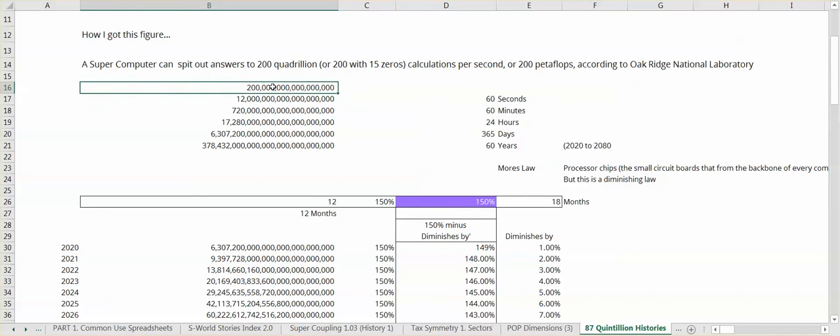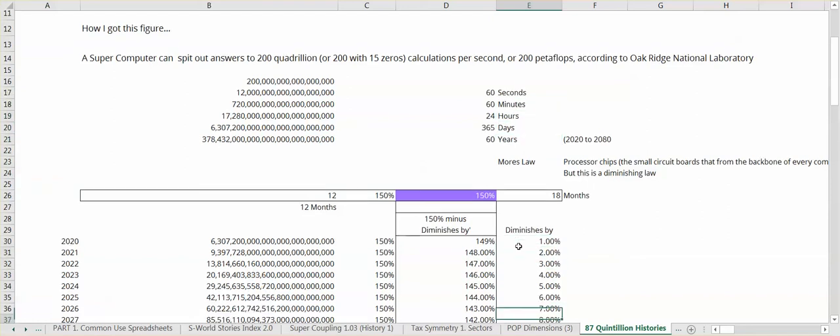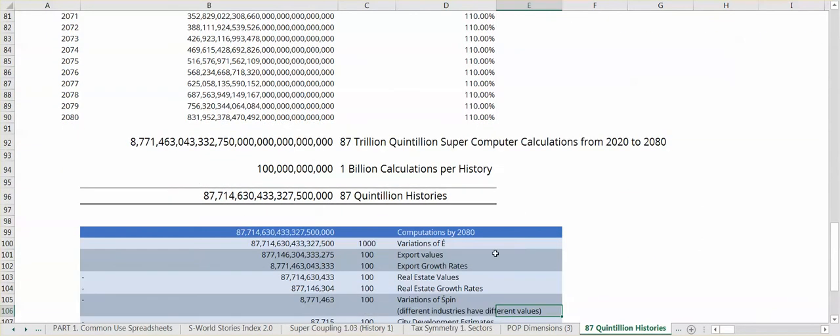Okay, just how do we get to 87 quintillion histories? A computer can spit out 200 quadrillion calculations per second. I did that over seconds, minutes, hours, days, years. And then I did a diminishing Moore's law to give me the 87, well, actually it's 87 trillion quadrillion supercomputer calculations, but I saved a billion calculations each, so we can properly look at it and record the data points that we're particularly interested in.